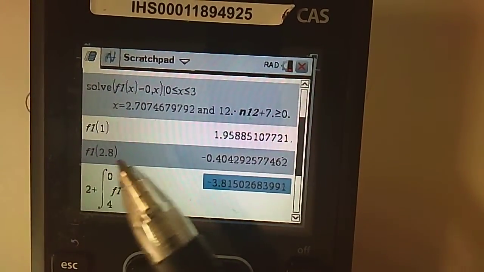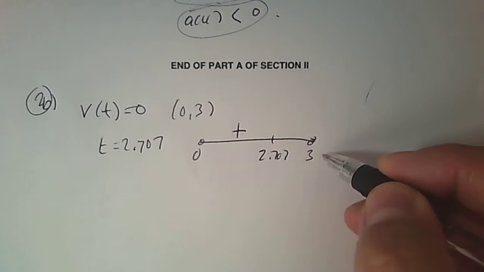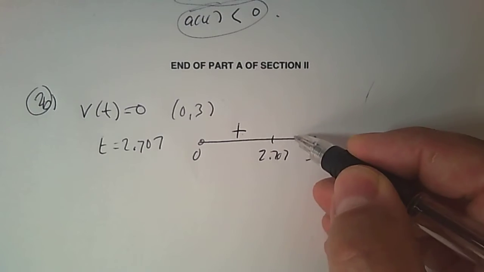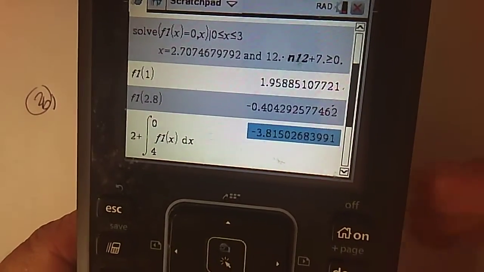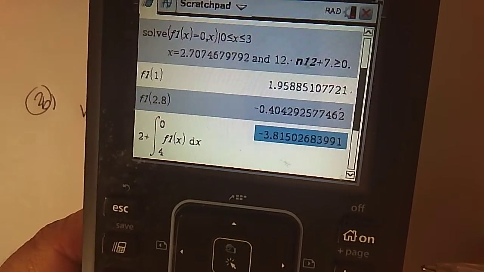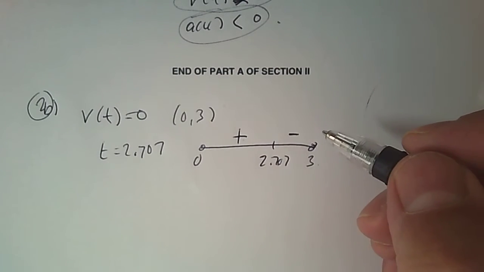For the next one, I picked 2.8. I needed to pick a number between 2.7 and 3, so 2 point something, 2.8, 2.9. I need to pick a number in that interval. And what did I notice about a number in that interval is that the answer is negative. So what I see is a sign change, and that's what I'm looking for.